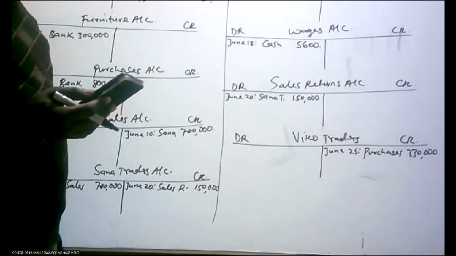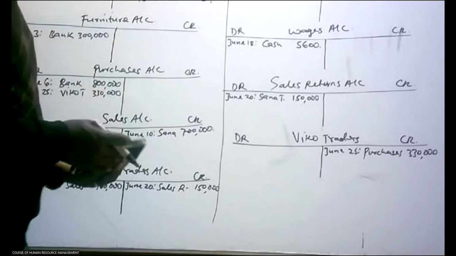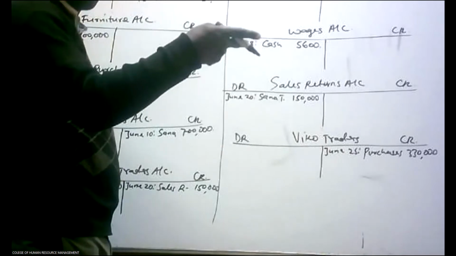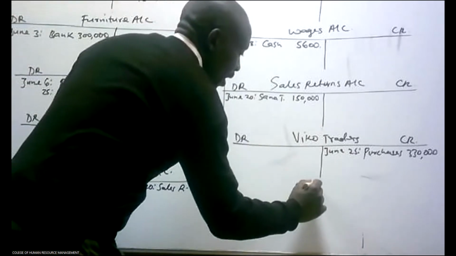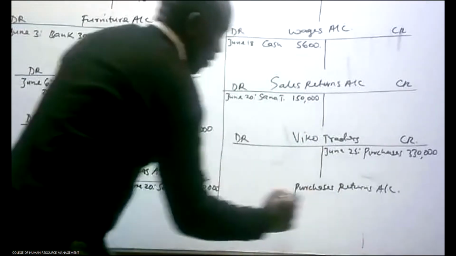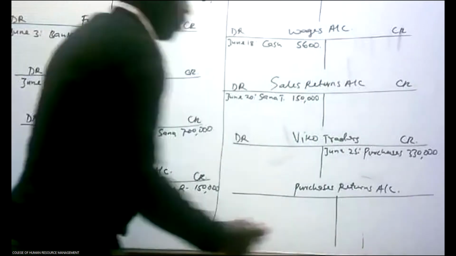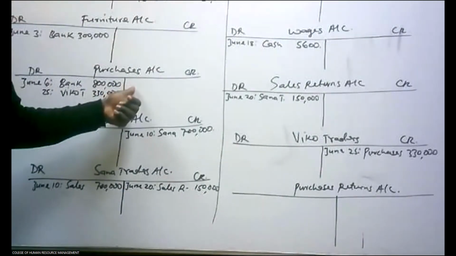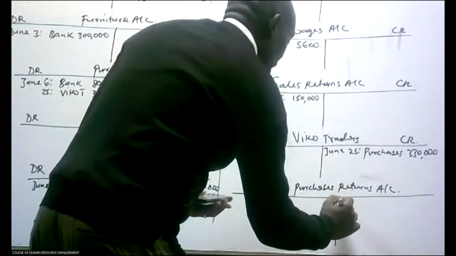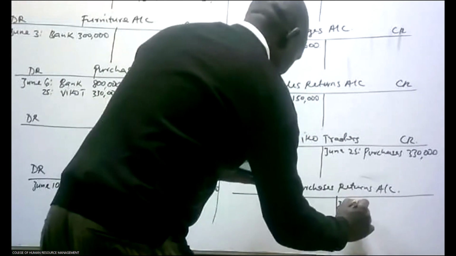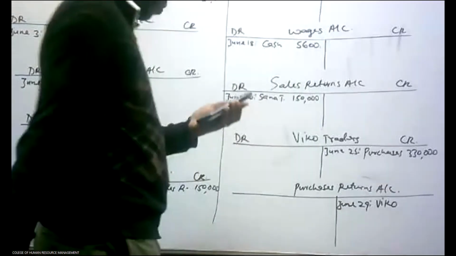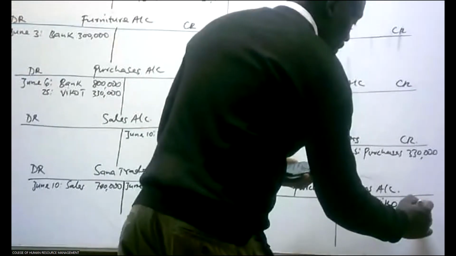Lastly, on the 29th, returned goods worth 30,000 to Bicom. Remember, these goods were purchased. Once they have been returned to the supplier, we call them purchases returns. Therefore, we open the purchases returns account. It is the opposite of the purchases account. Purchases we debit, purchases returns we credit. So we come here and say on June 29th, we return goods to Bicom. You write the name of the supplier to whom goods are being returned, 30,000.